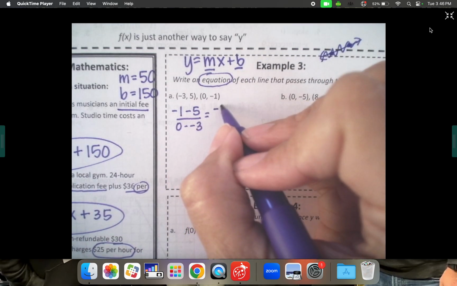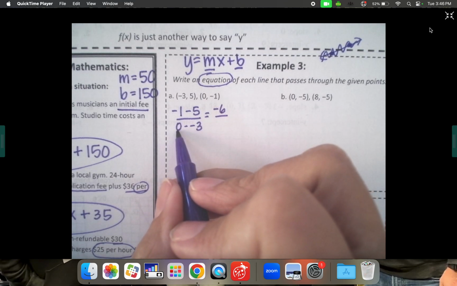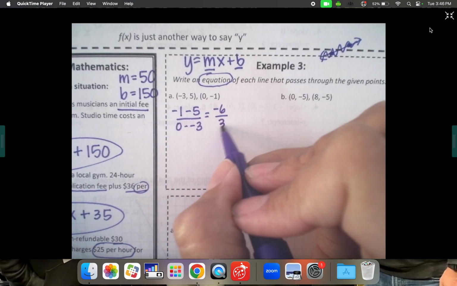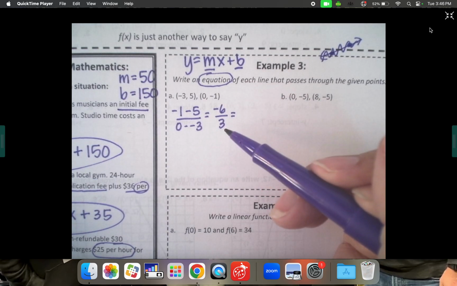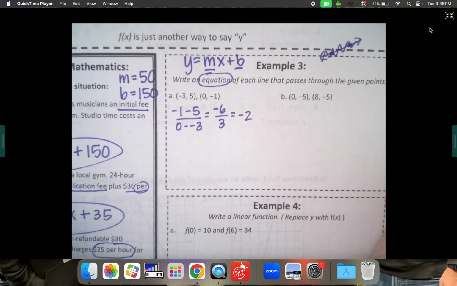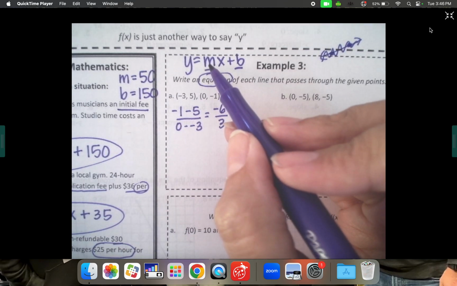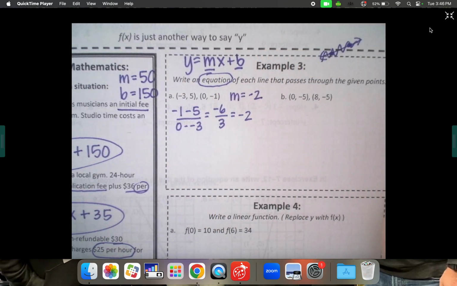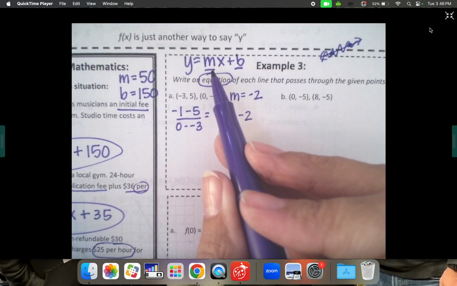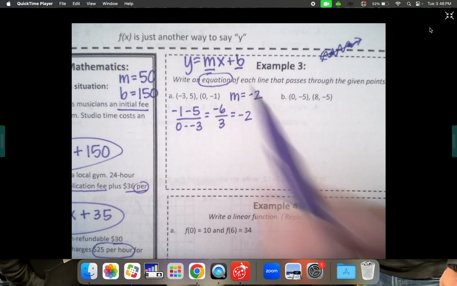-1 minus 5 is -6. 0 minus -3 is +3. That simplifies. -6 divides evenly by 3, and you would get -2. So what I know right now is that my m is -2. So I have half of my answer. I have y equals -2x, and now I need to find the b.